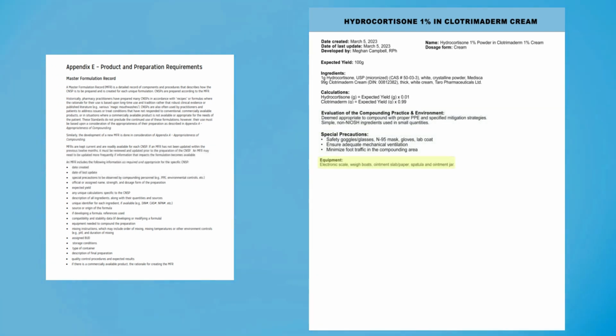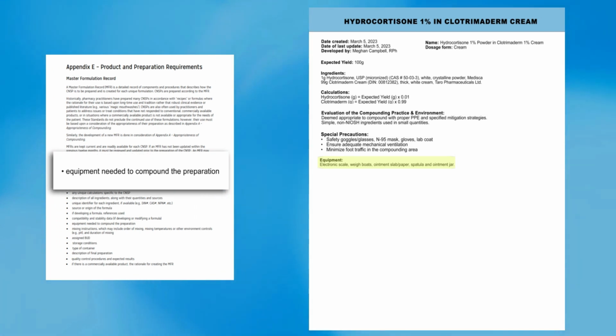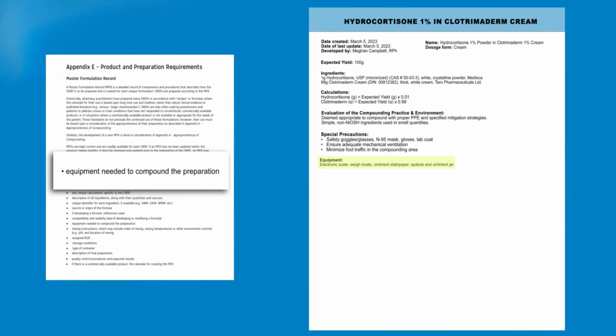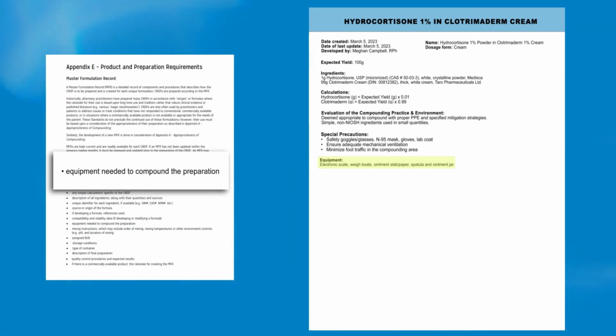The MFR must list the required equipment for making the preparation. This should include anything used during compounding, and for this product, we would need a scale, weigh boats, an ointment slab or paper, a spatula, and an ointment jar for the final product.